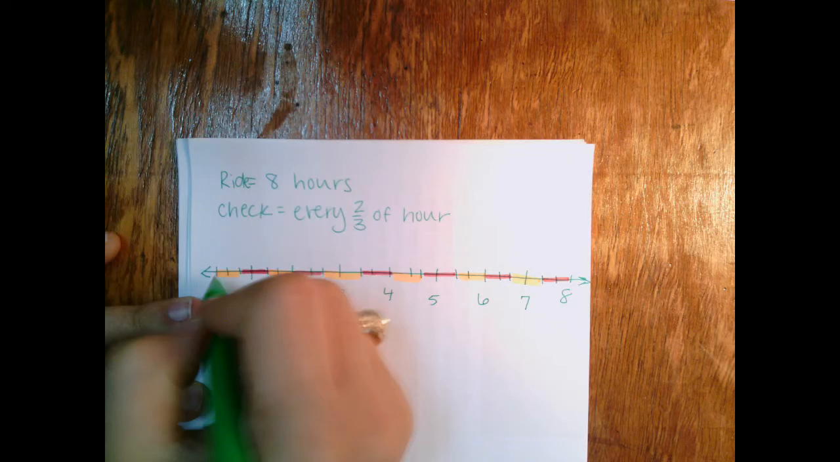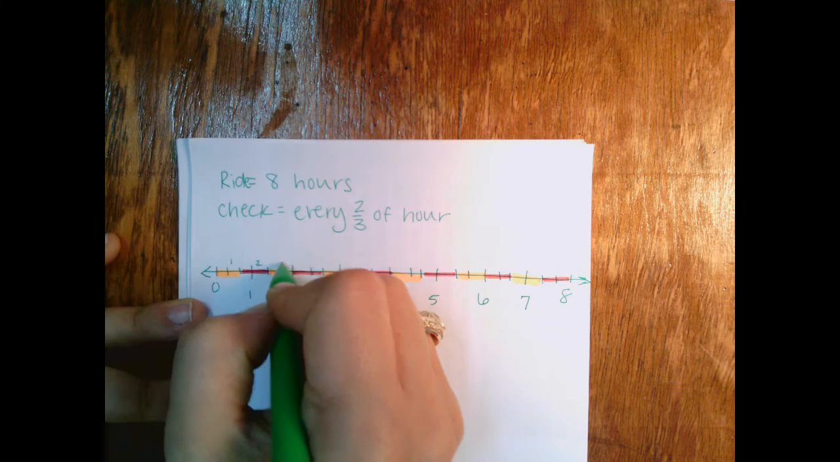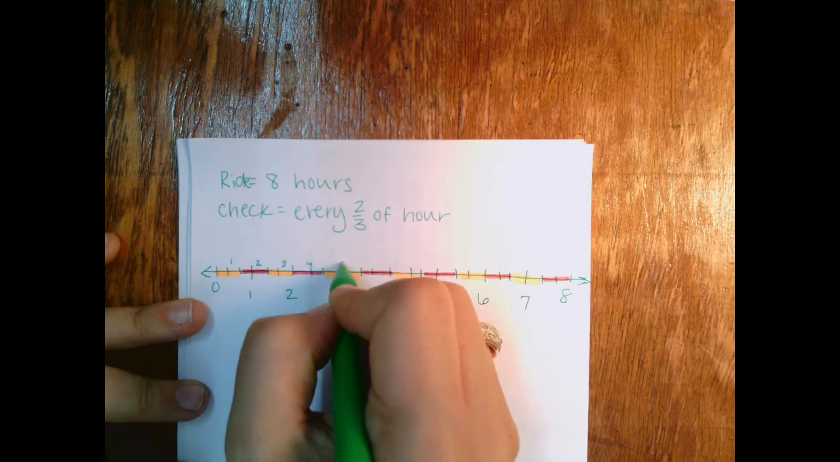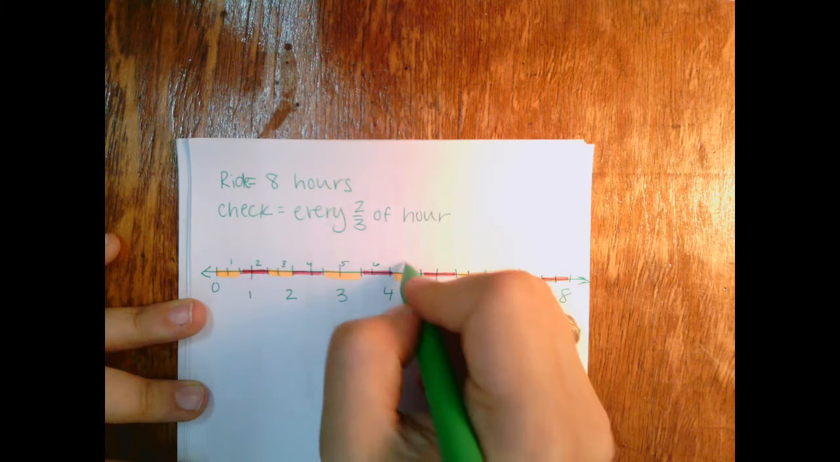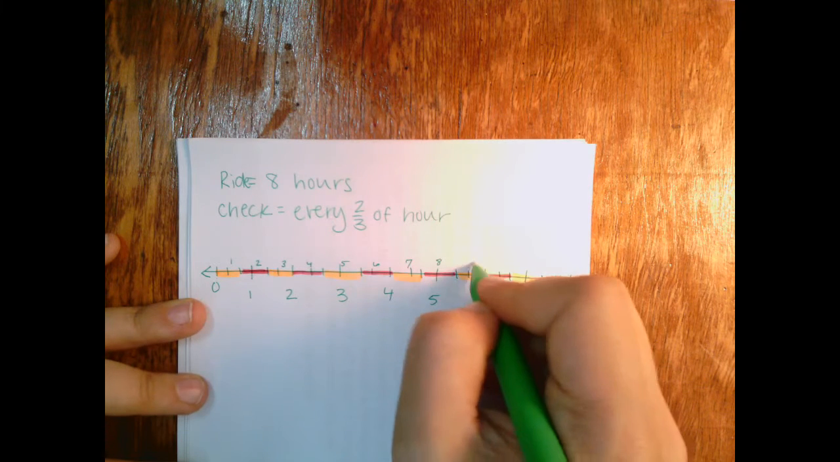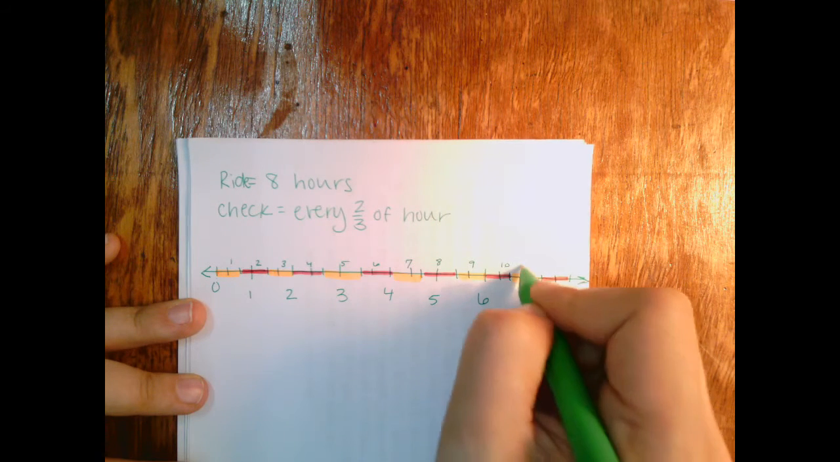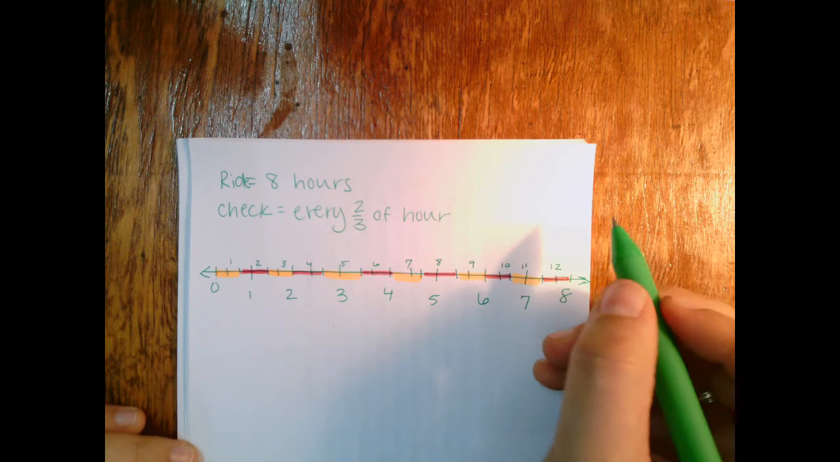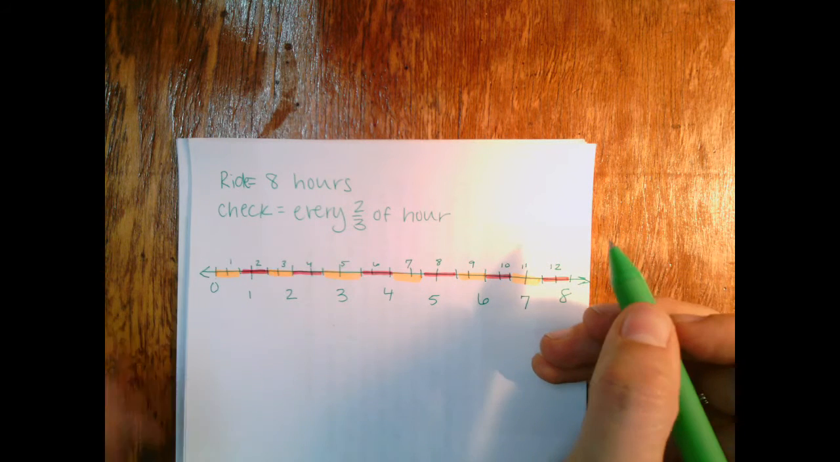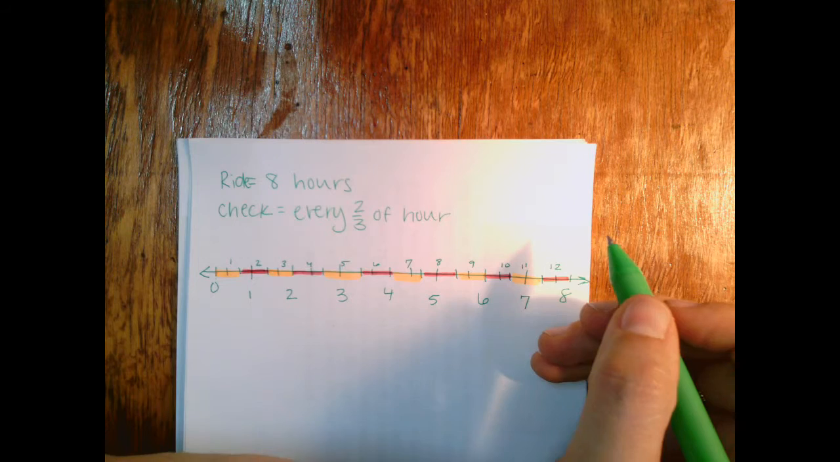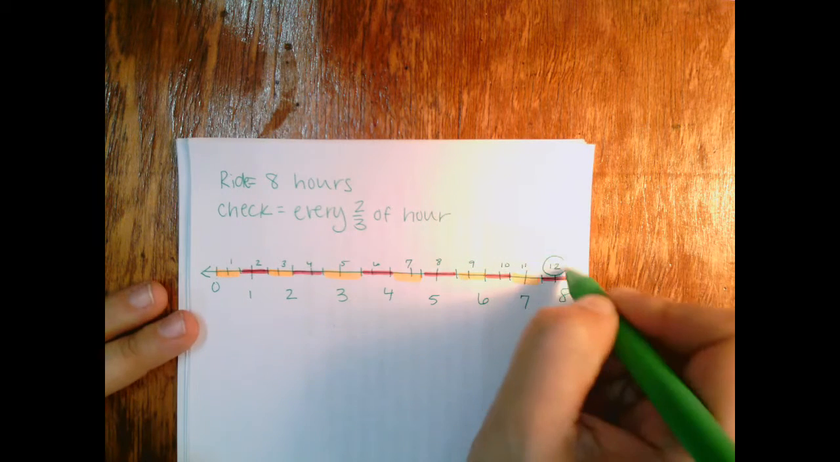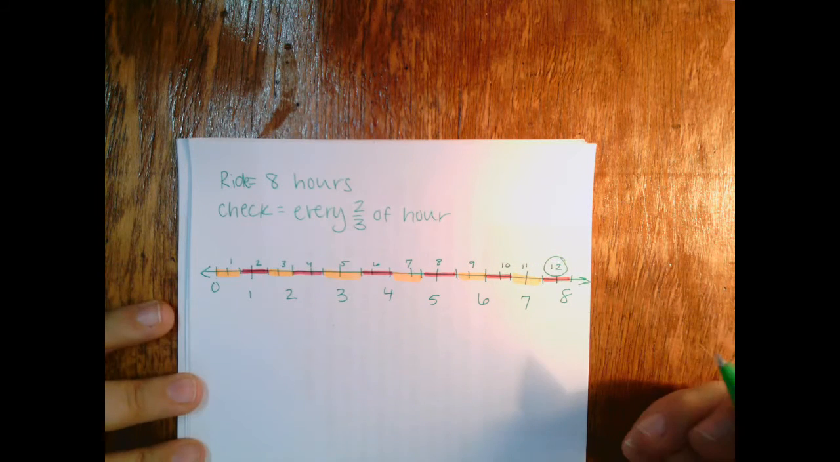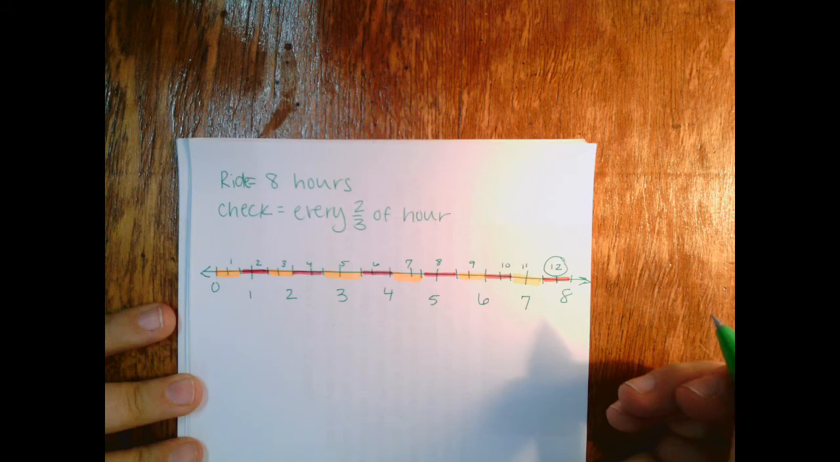So in this case we have 1, 2, 3, 4, 5, 6, 7, 8, 9, 10, 11, 12 times the conductor is going to check on the passengers throughout the course of the train ride. Okay, so that is one way that you could solve this problem.